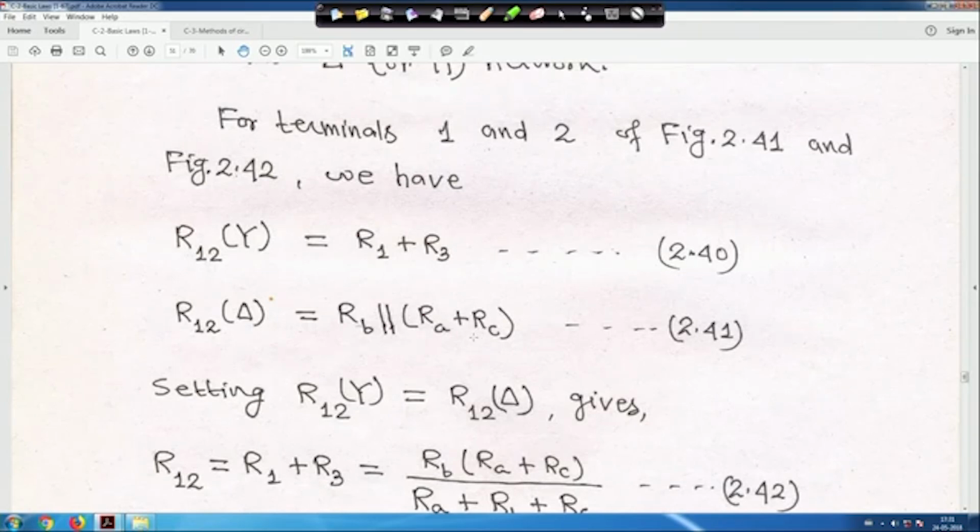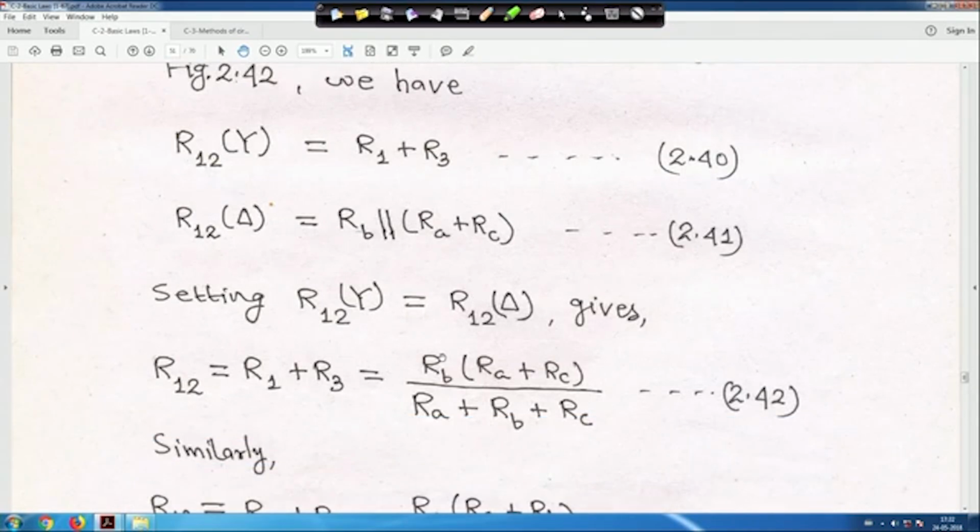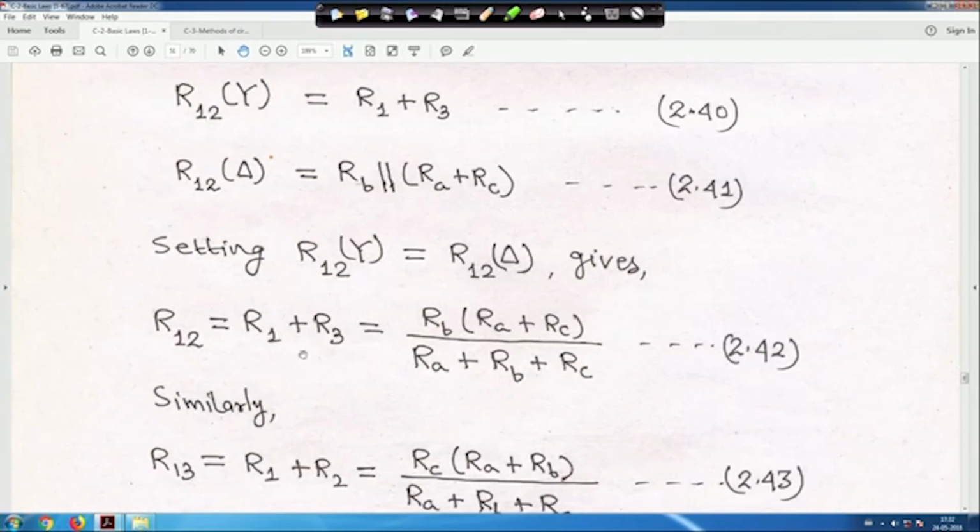Now both are actually same, R12 star and R12 delta both are equal. We set R12 star equal to R12 delta, because you have to find the equivalent, hence they will be equal. Therefore, R12 will be R1 plus R3, equal to RB into RA plus RC by RA plus RB plus RC. This is equation 42. Equations 40 and 41 are given. So one equation you got: R1 plus R3 is equal to this one.